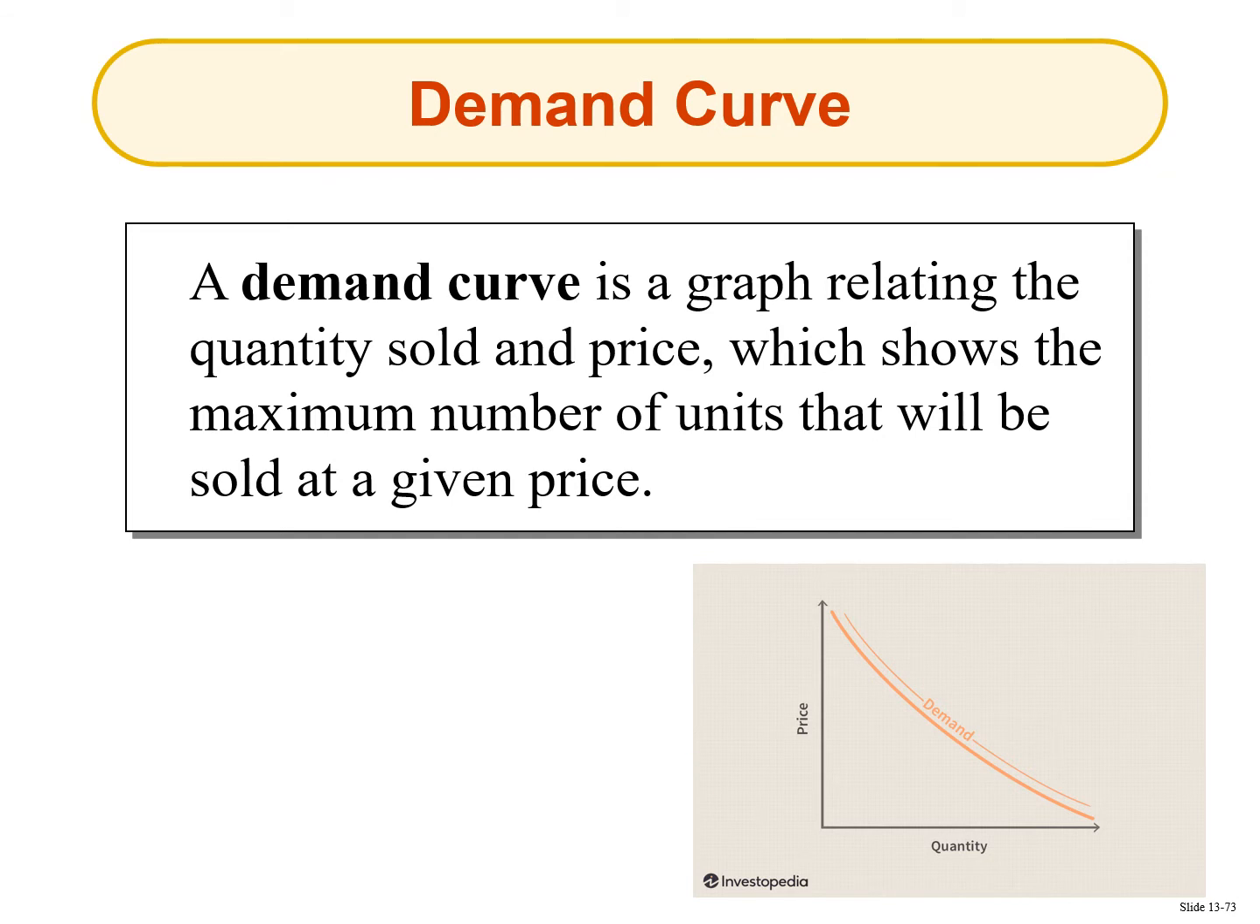Which shows the maximum number of units that will be sold at a given price. The curve shows the maximum number of units that will be sold at a given price. So you look at the curve and let's say just in the middle of the curve, if you hypothetically put a dot over there, you see that that's the price. If that's the price of the product, this is the quantity that you're going to be able to sell. So that's a demand curve that shows the relationship between quantity sold and price of the product.